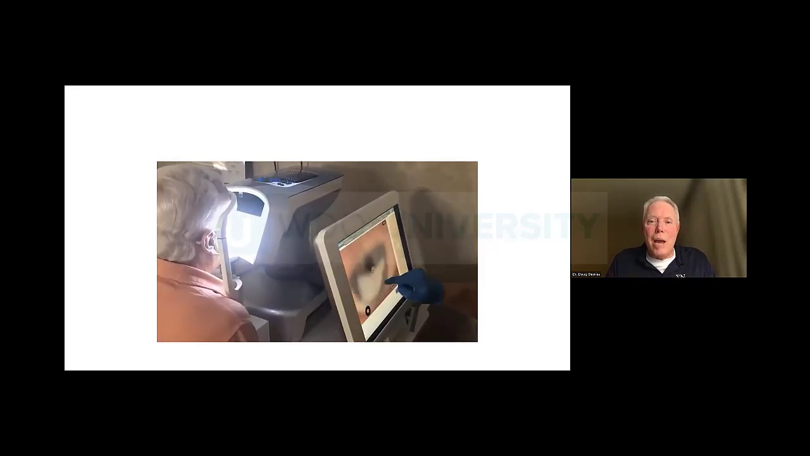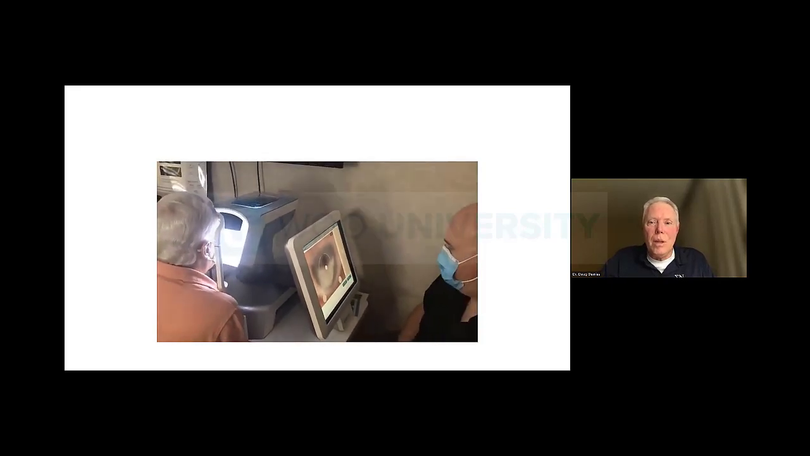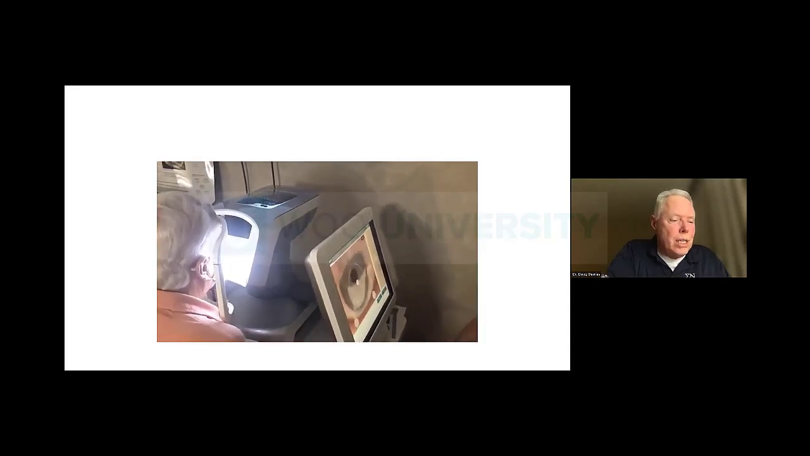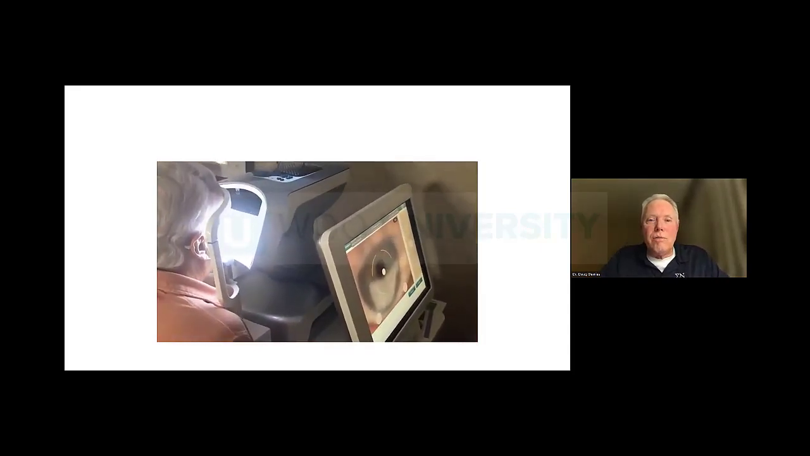And you can see the capturing here. This will be the capturing of the meibography, how simple it is. Rather easy. The technicians can do this very, very quickly.